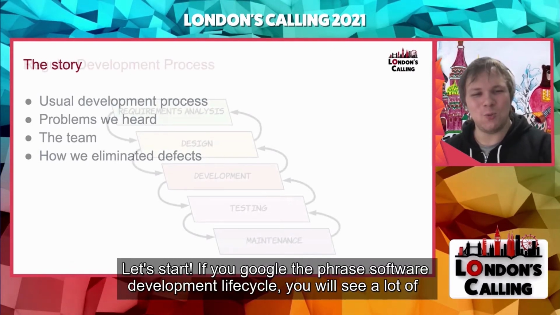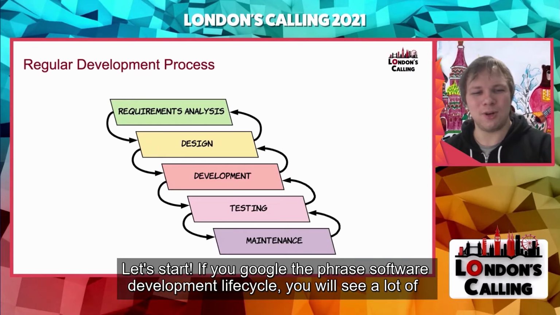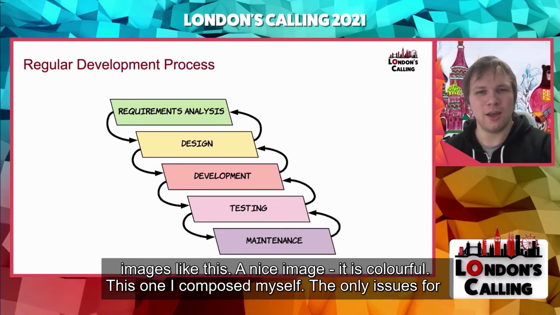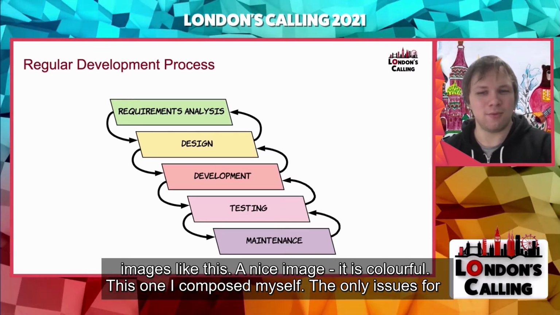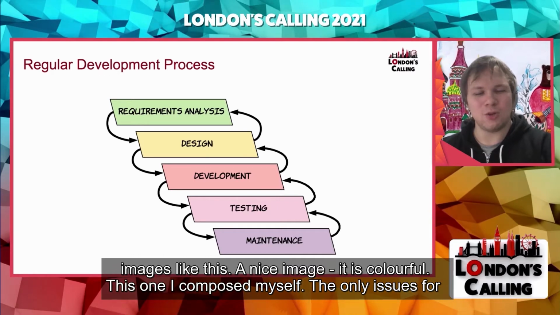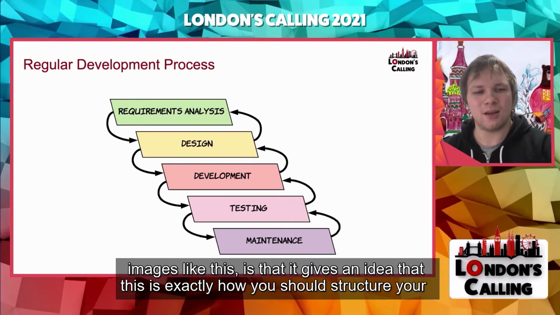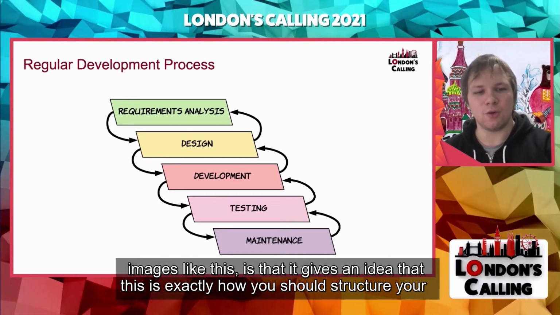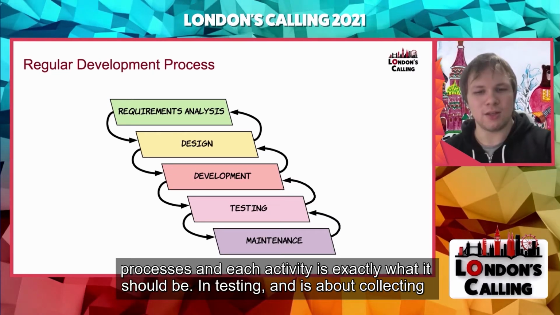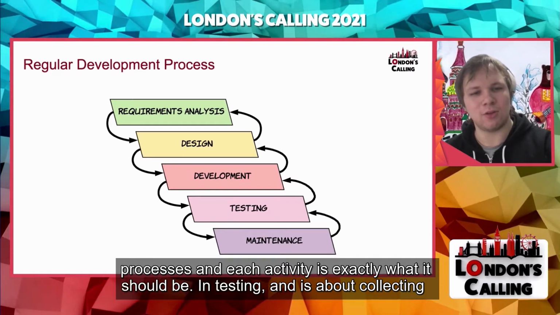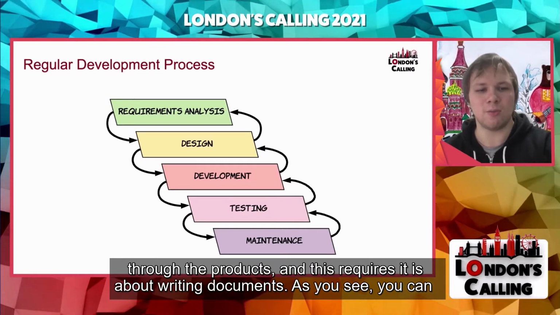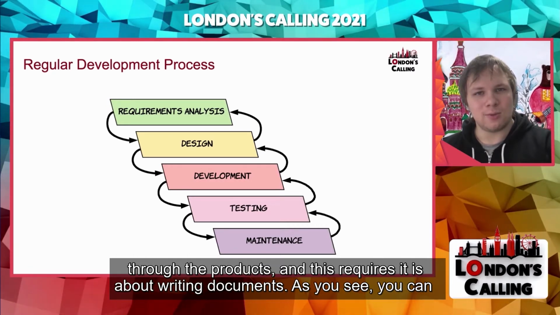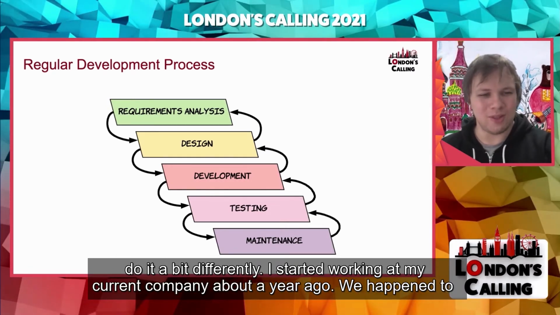Okay, let's start. If you Google the phrase software development lifecycle, you'll see a lot of images like this. A nice, colorful image, and this one I actually composed myself. The only issue with images like this is that they give you a feeling that this is exactly how you should structure your process, and each activity is exactly what it should be. I mean, testing is about clicking through the product, and requirements gathering is about writing documents. As we will see, you can do it a bit differently.